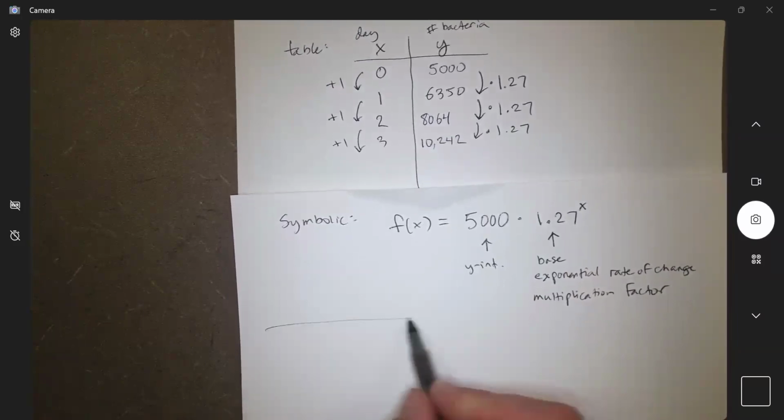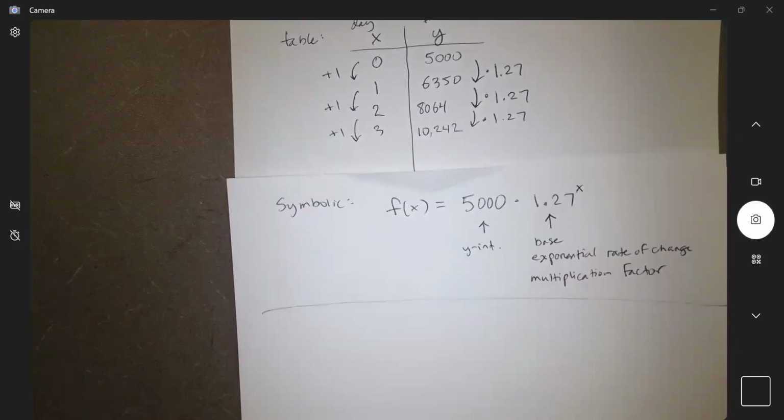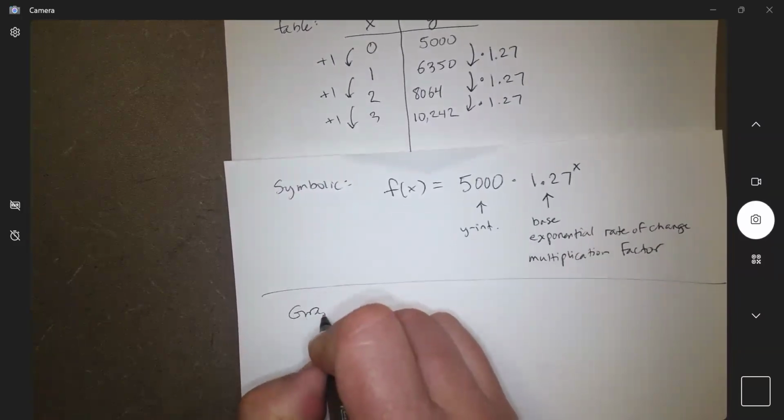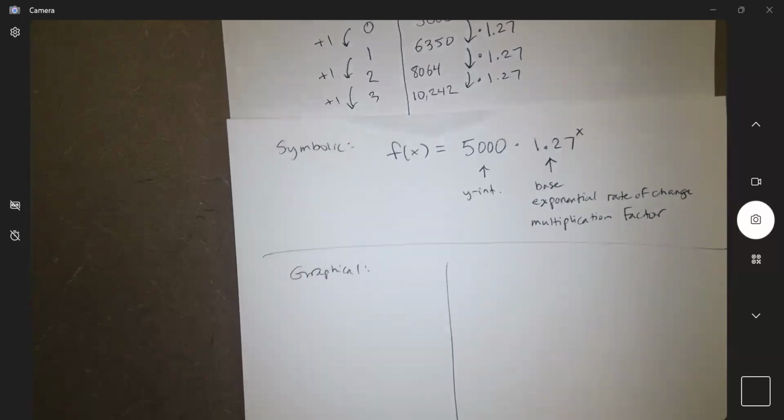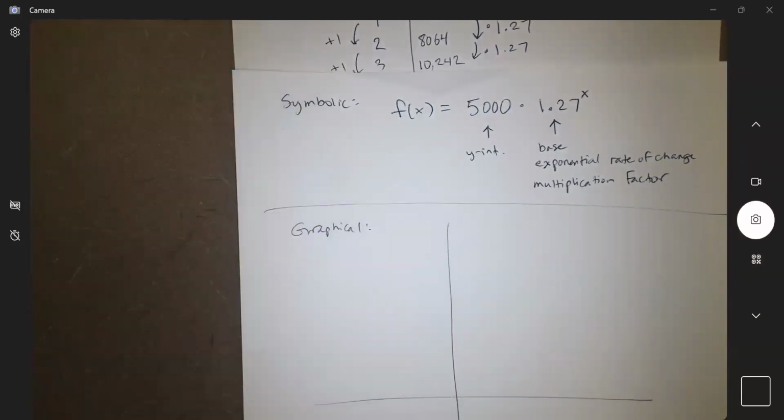All right, and now let's do this graphically. Our scale is going to be crazy because 5,000 is a lot. There's X, here's Y. What's the height of that point on the Y-axis? 5,000. Exactly, because that's the y-intercept. And then after one day, we increase to 6,350.